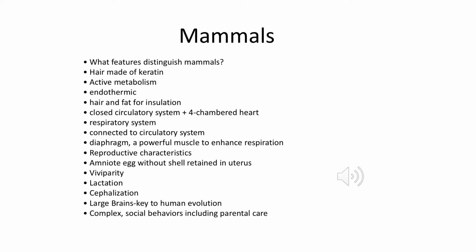Cephalization. Cephalization, go ahead and write that word down. That's a fancy word to talk about the brain. And that word will come up a lot, cephalization. So what the heck does that mean? We have bigger brains, right? We have big brains, especially our primates. Our body to brain size ratio is large. We have big, big brains. Cephalization is definitely one of these ones you should write down. Large brains, again, that's key to human evolution. And we have complex social behaviors, including parental care.